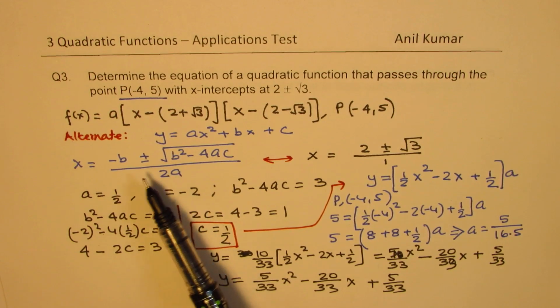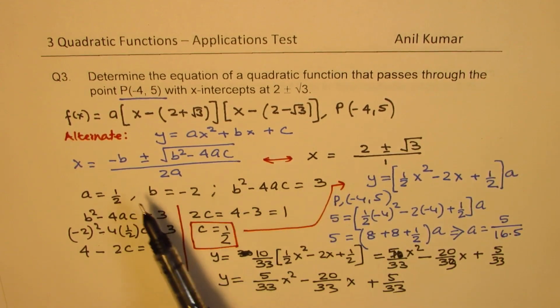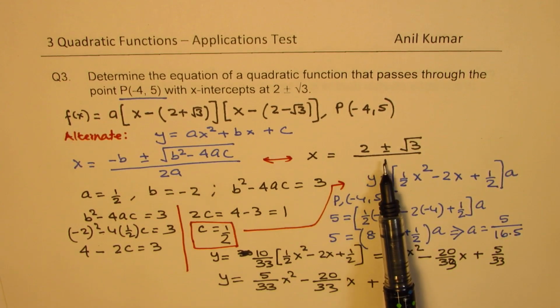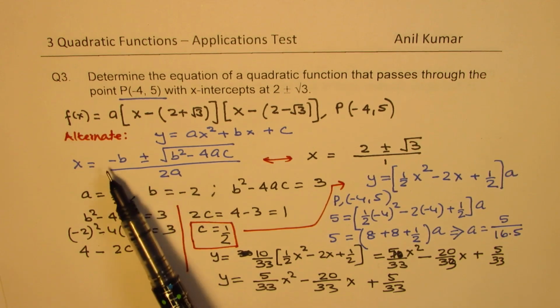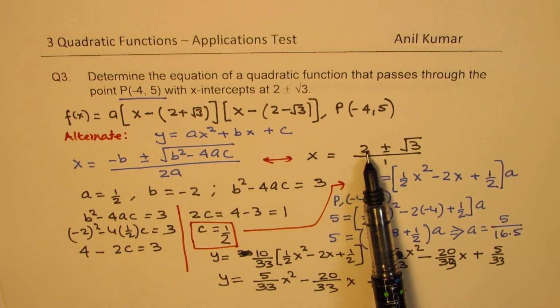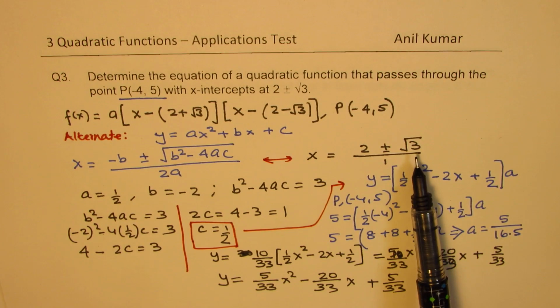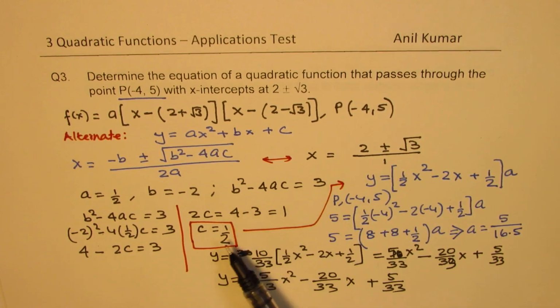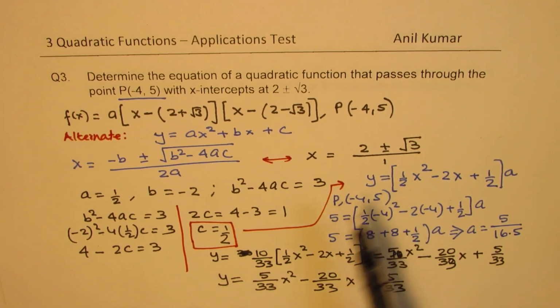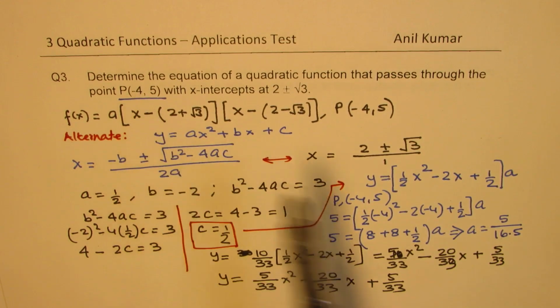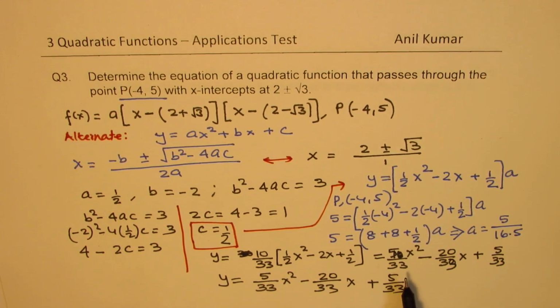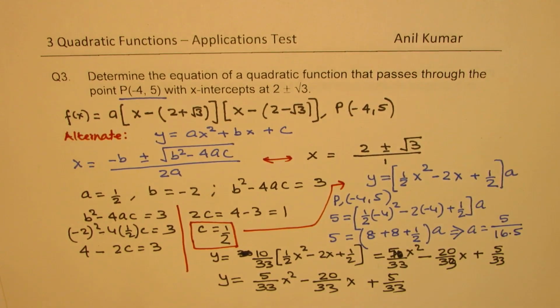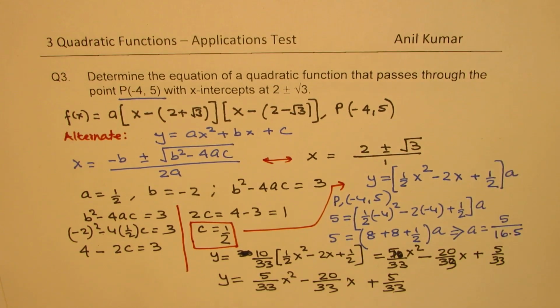But if you compare with your roots as we did, then 2a is 1, that means a is half, right? Minus b is 2, that means b is minus 2. And then b squared minus 4ac was 3. We got the values, right? And then it was a question of placing this point which added to our complication. However, you got the right answer. Perfect. So this is a good way of solving equations, especially when we have radical roots.